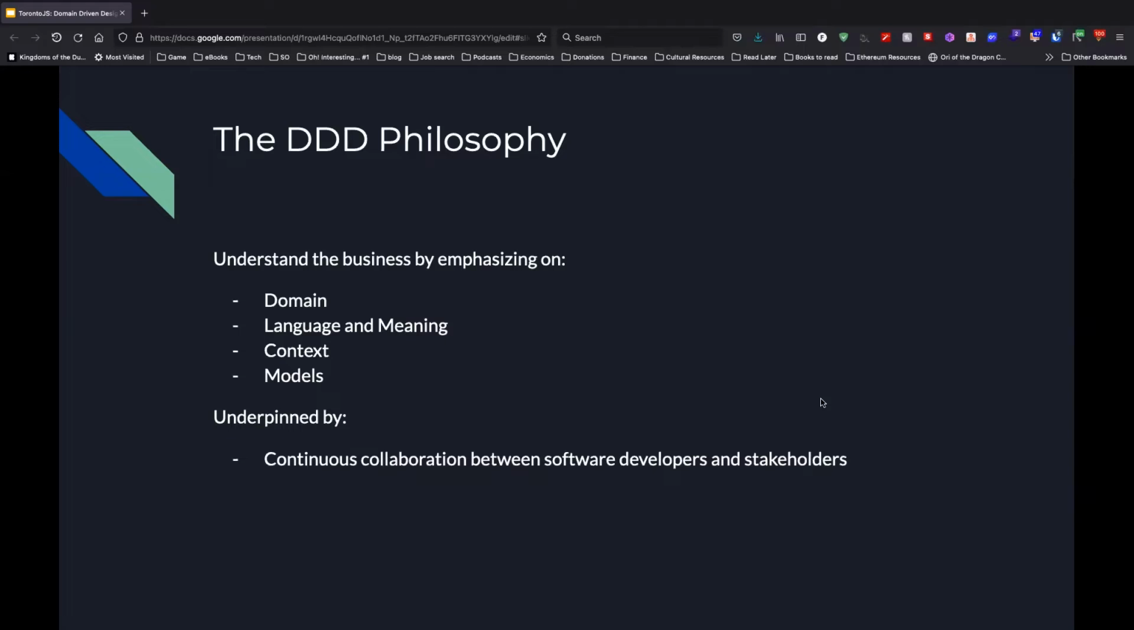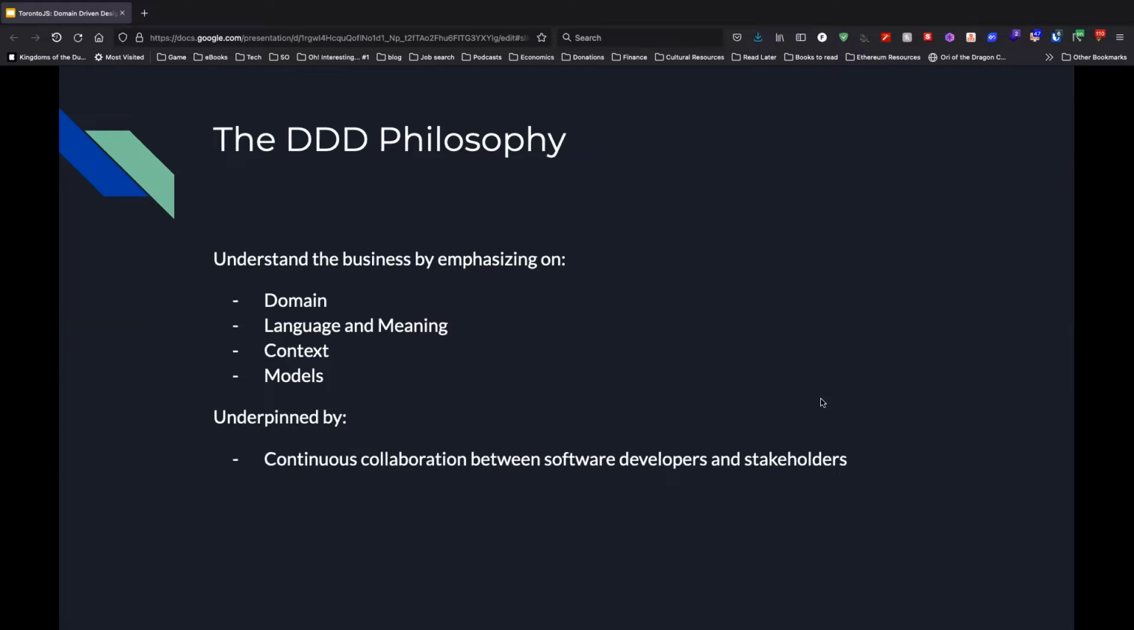And for me, when reading and discovering DDD, there are really 4 main philosophies underpinning DDD and underpinning all of the technical discussions and all of the technical jargon that domain-driven design espouses. And these 4 things are domain, language and meaning, context, and models. And a really important part of domain-driven design is doing it in a collaborative and continuous fashion.